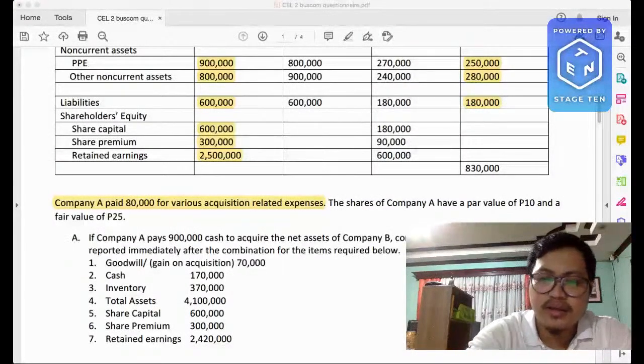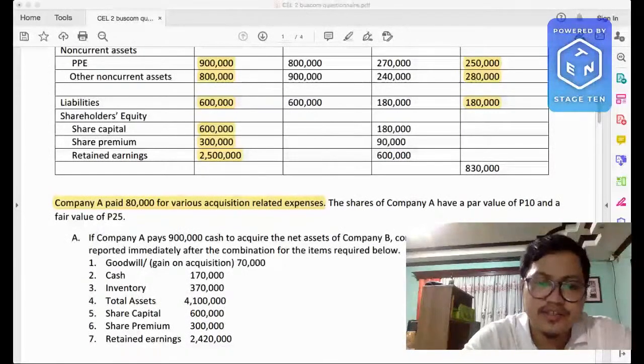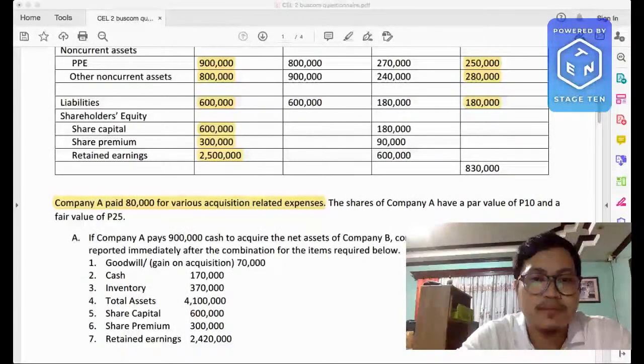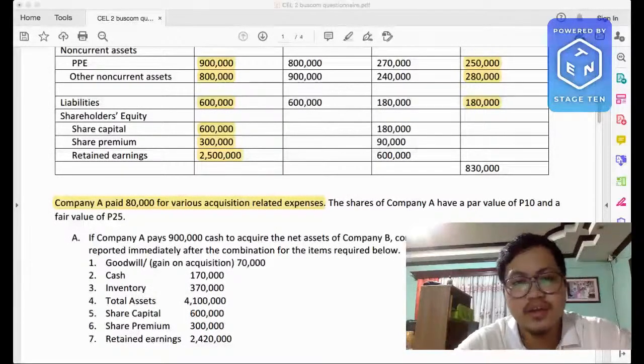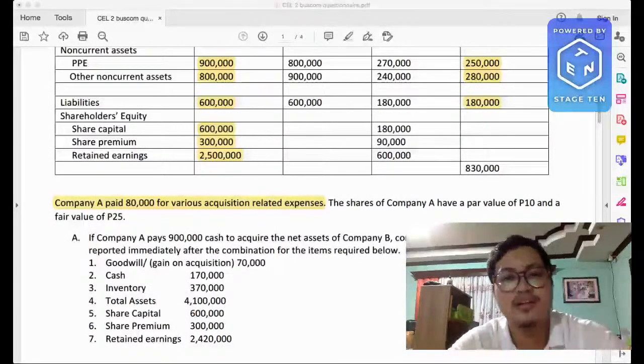Okay? And how much was the excess or premium for every share? Since the fair value is 25 and the par value was 10, each share has an excess of 15. Okay? So the credit to your share premium, class, should be 480,000.